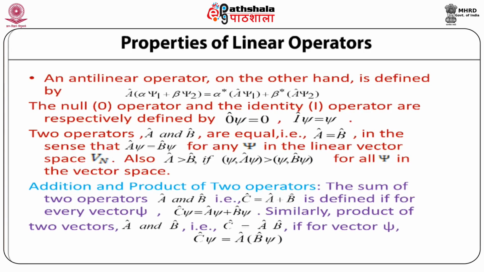Properties of linear operators. An antilinear operator, on the other hand, is defined by operator A acting on, within brackets, alpha psi1 plus beta psi2 is equal to alpha star, within brackets, operator A acting on psi1 plus beta star, within brackets, operator A acting on psi2. Here psi1 and psi2 are the pair of vectors, while alpha and beta are the pair of scalars which may be real or complex.